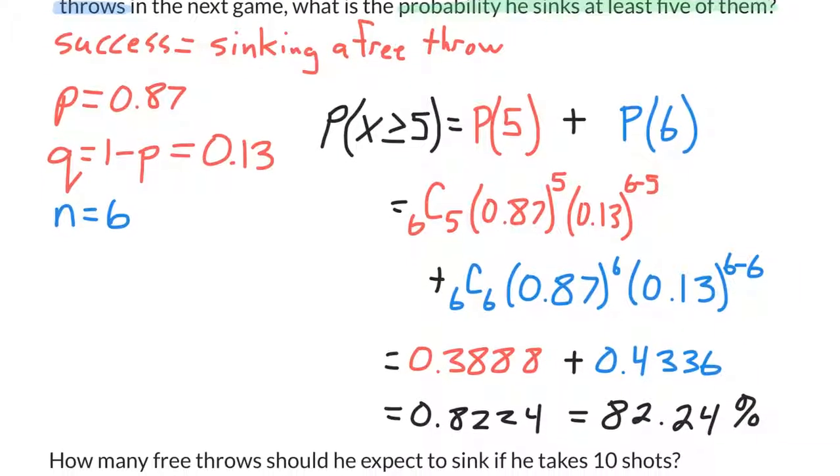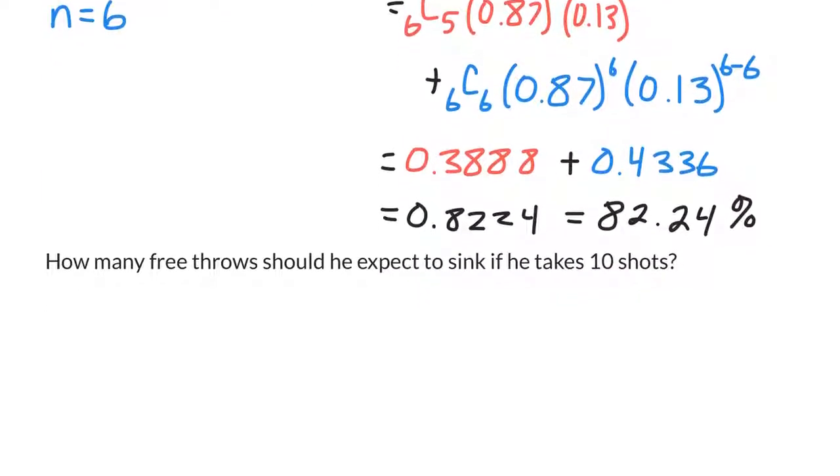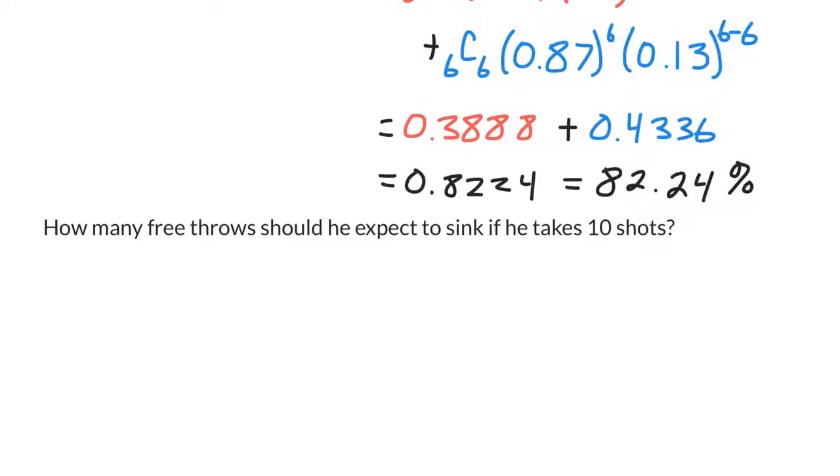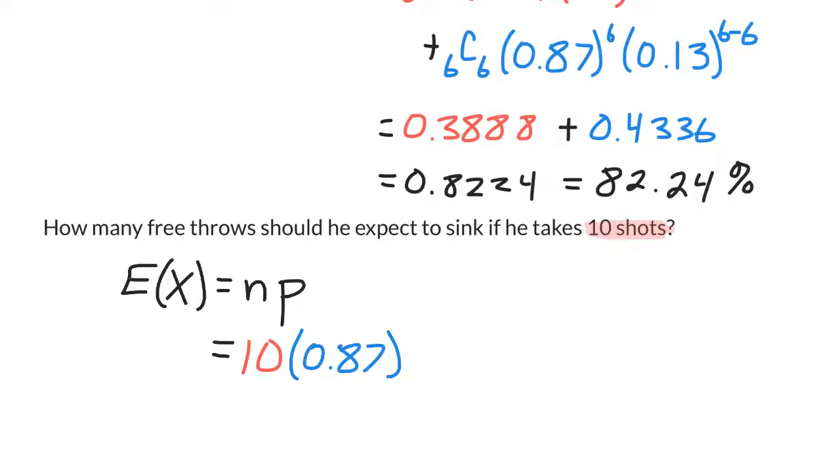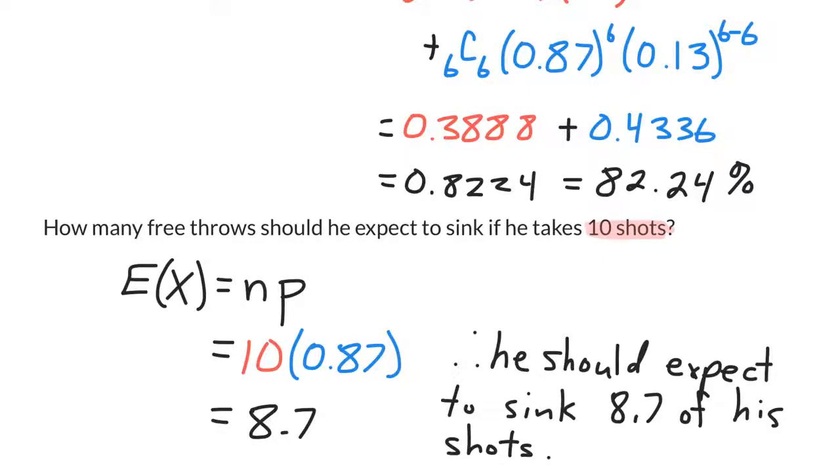Now for the same situation, there's another question that can arise. So how many free throws should he expect to sink if he takes 10 shots? This is the formula for the expected number of successes. We know that N is 10 because he's taking 10 shots, and the probability of success is 0.87. So when you do the math, you get a value of 8.7. So you could write he should expect to sink 8.7 of his shots.